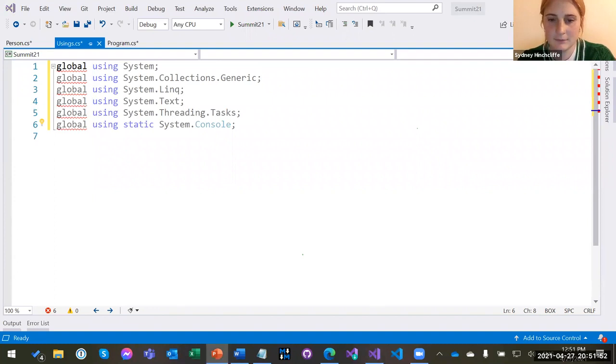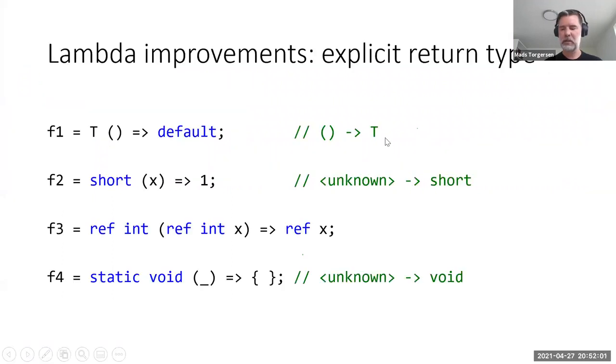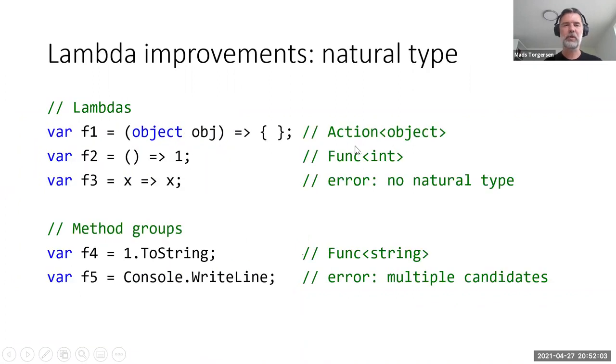All right. 9 more minutes and 2 more features. So the last 2, I'm not going to try to do in Visual Studio. Let's move up here. One is about Lambdas. It's actually 3 features in one. We want to improve Lambdas a little bit in various ways.